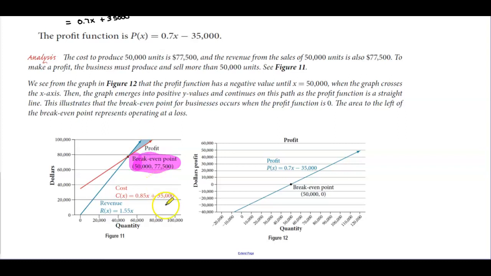Okay. And so we can then see from the graph in figure 12 that the profit function has a negative value until x is equal to 50,000, when the graph crosses the x-axis. Then the graph emerges into positive y values and continues on this path as the profit function is a straight line. This illustrates that the break-even point for businesses occurs when the profit function is 0. And then the area to the left of the break-even point represents operating at a loss.